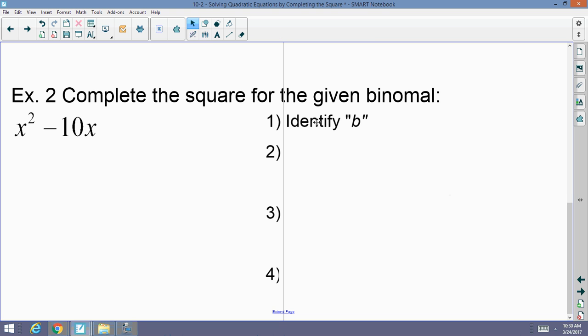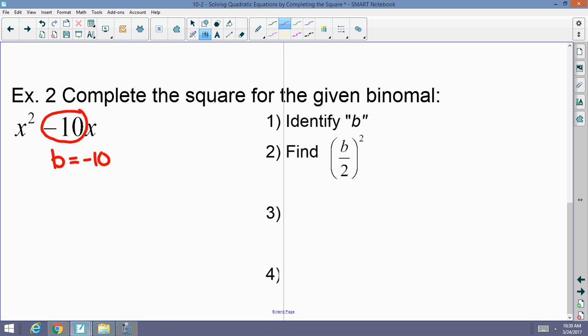So step 1, identify the b. So gentlemen, what's the b here? Thank you. The b is the coefficient of x. So b equals negative 10. Step 2, find (b over 2) squared. Gentlemen, don't make a mountain out of a molehill here. b is negative 10, so negative 10 over 2 equals negative 5, squared, which, leave it like that for now. Most of you are going to say, I can turn it into 25, Morrow. I know you can. Please trust me. Just leave it like that for now.